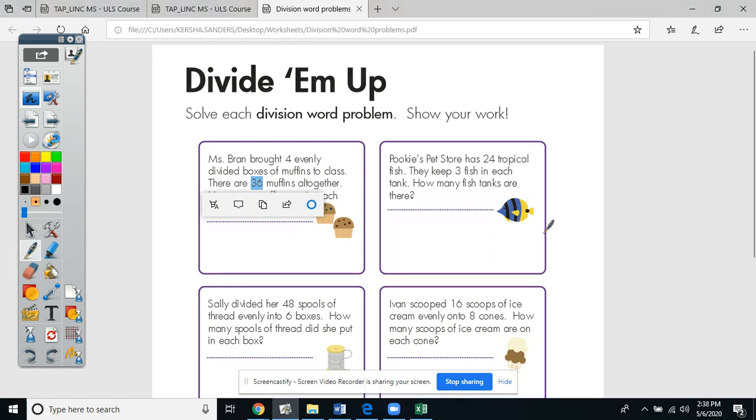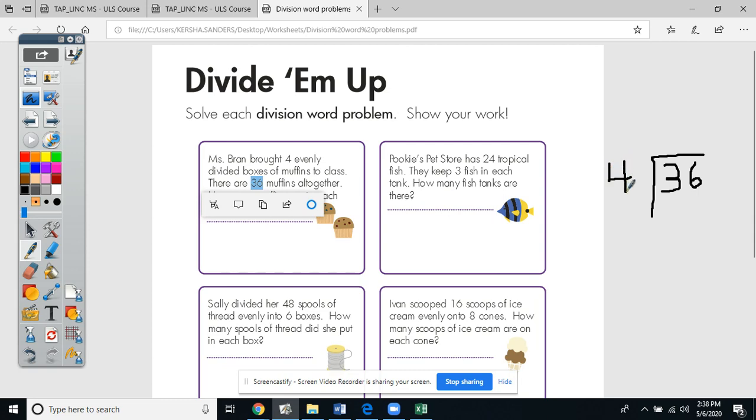And that number is 36. Okay, so that's our dividend. That's what we're dividing up, 36. Okay, let's put the division symbol. Kind of looks like a tent. We have 36, the dividend, under the tent. Okay, and then there's four boxes. That's going to be our divisor.